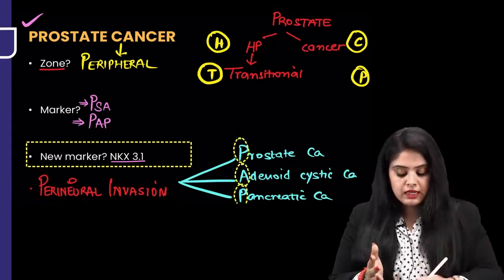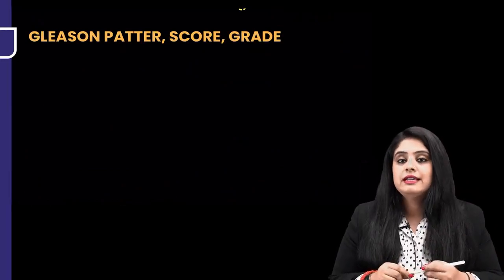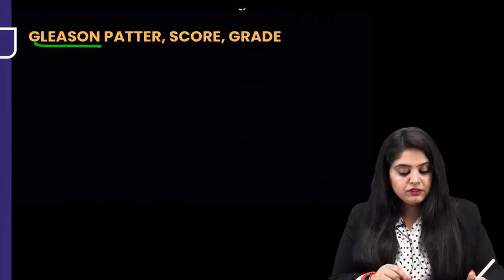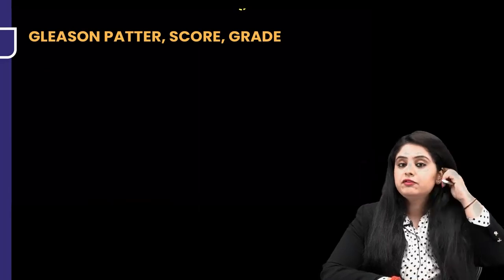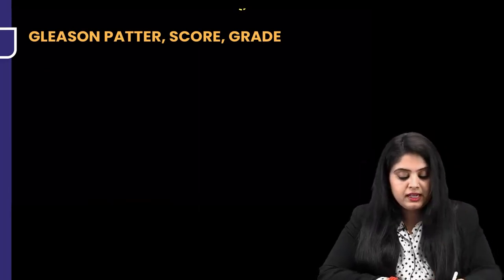Done? Now the last thing that you have to know is Gleason. You know that Gleason scoring is something that is done for prostate cancer. So first, I know all of you don't know the meaning of this pattern, scoring, grading. So how will we remember? Before I go into all that mathematics, what did I write? There is a pattern, then there is a scoring, and then there is a grading.